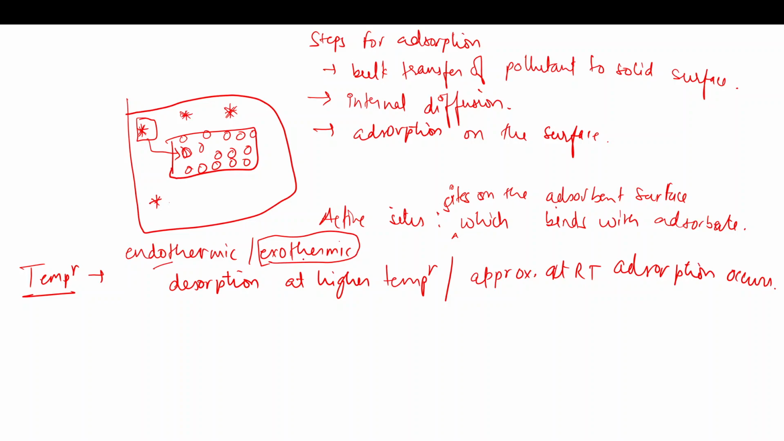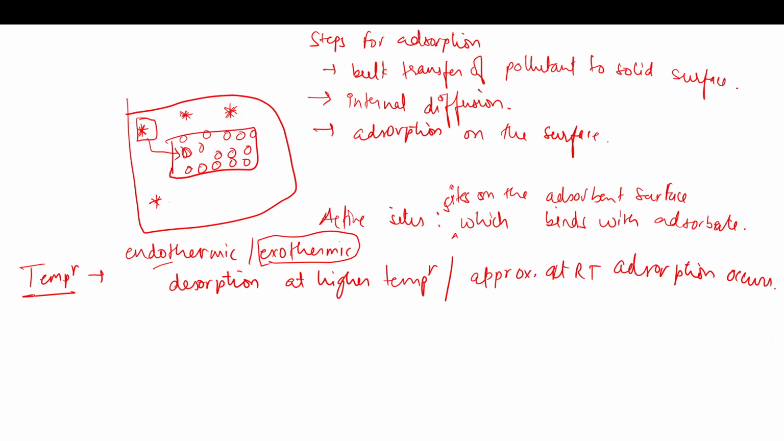be endothermic or exothermic. If it is exothermic, which is majorly the case, then room temperature will favor the adsorption, because at higher temperature the molecules or the pollutants will have higher energy so that they can overcome the forces which are exerted by the adsorbent on the adsorbate so that they can escape from the surface.